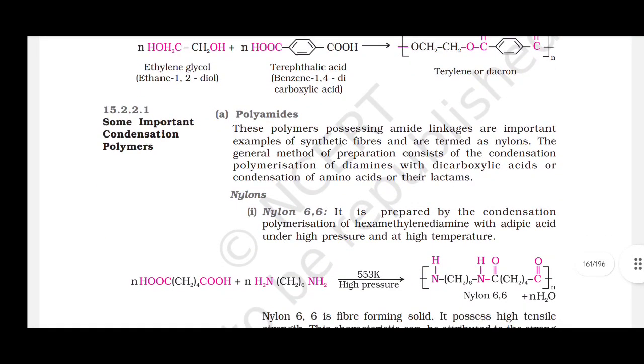Some important condensation polymers. First, polyamides. These polymers possessing amide linkages are important examples of synthetic fibers and are termed as nylons. The general method of preparation consists of the condensation polymerization of diamines with carboxylic acid, or condensation of amino acid or their lactams.